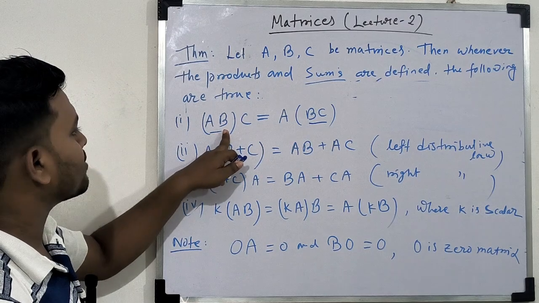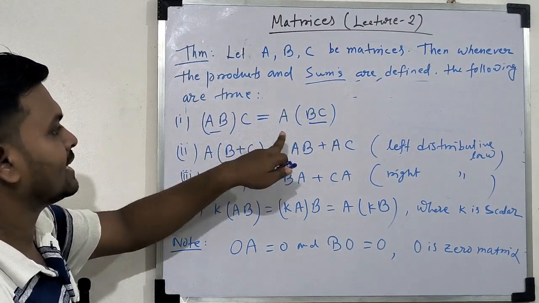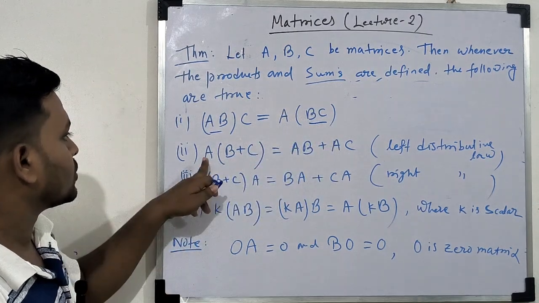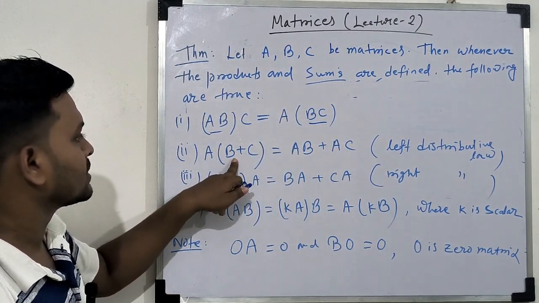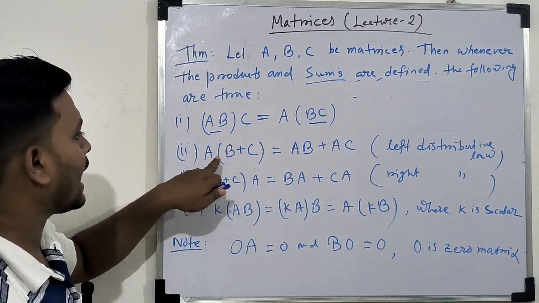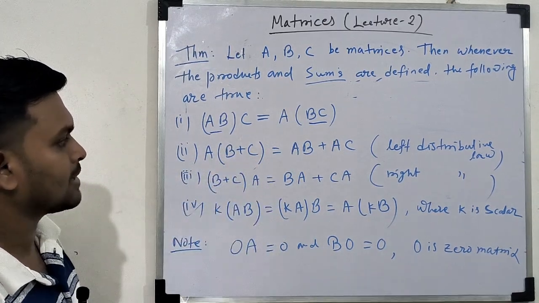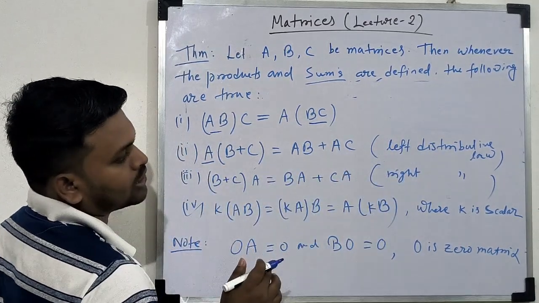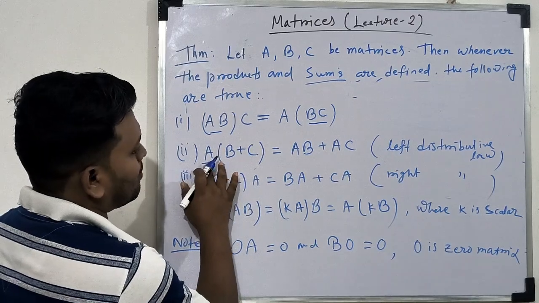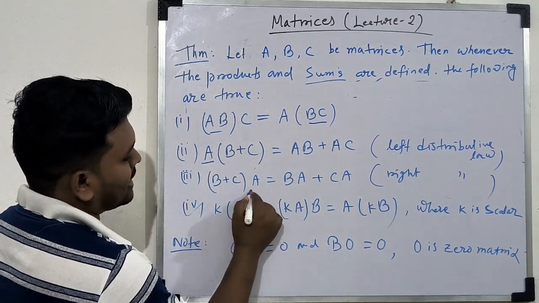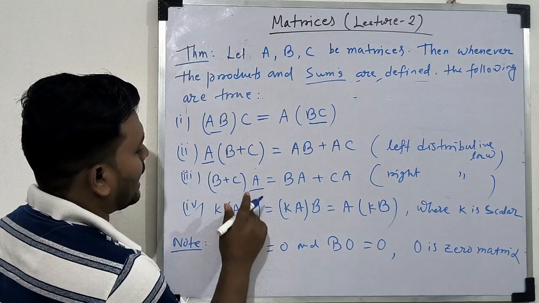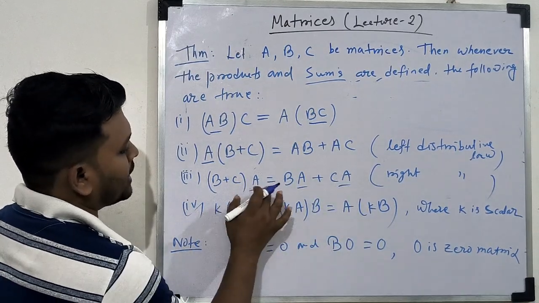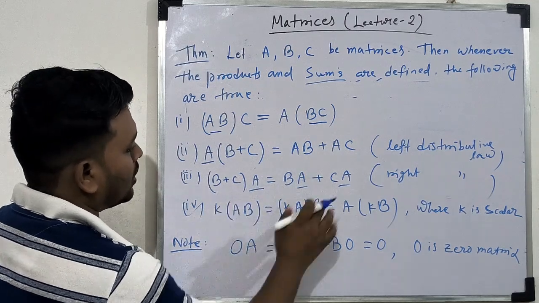If we multiply A and B first and then C, we get the same result as when we multiply B and C first and then A. Next, A into B plus C can be written as A into B plus A into C. This is called the left distributive law, as A is multiplied from the left side. And this is the right distributive law, as A is multiplied with B plus C from the right. So B into A plus C into A, and this is equal to this.